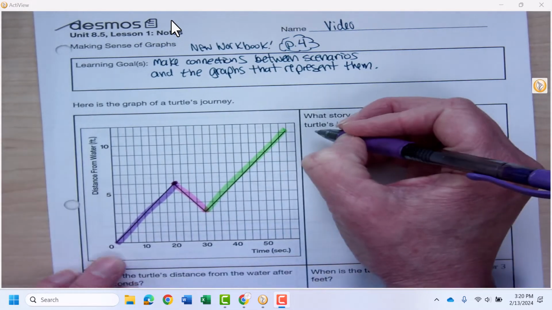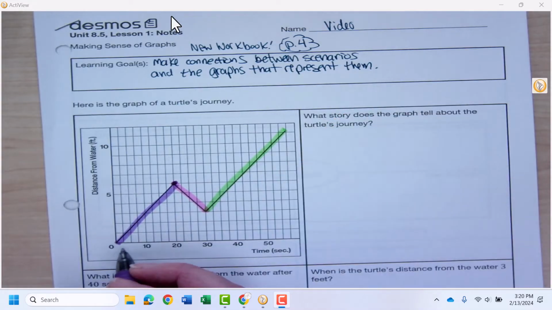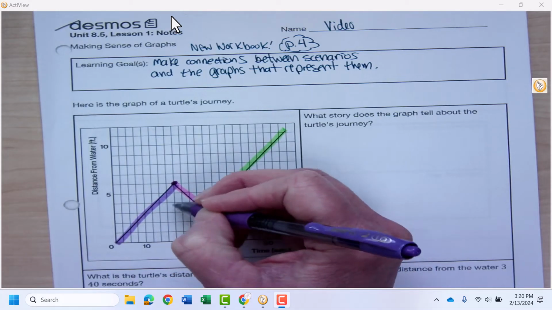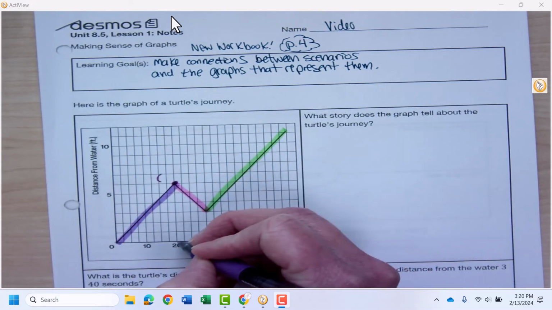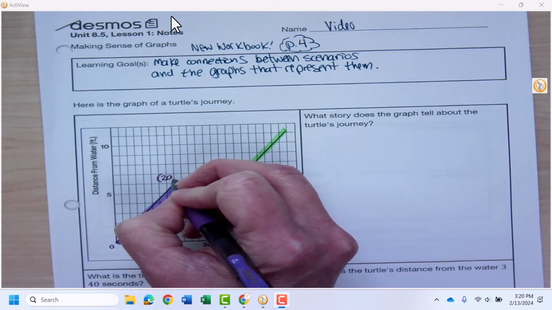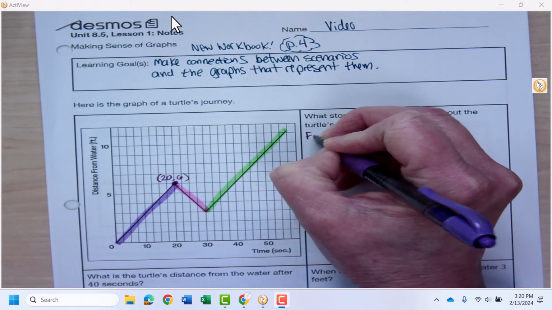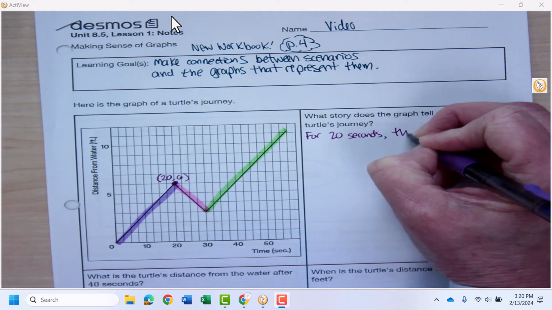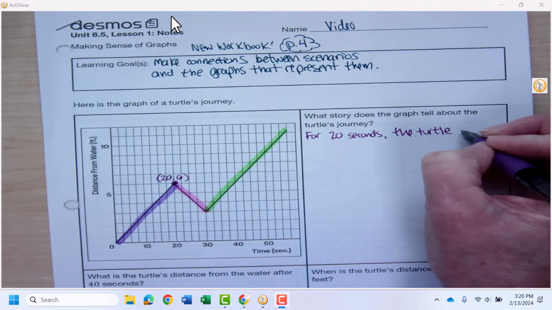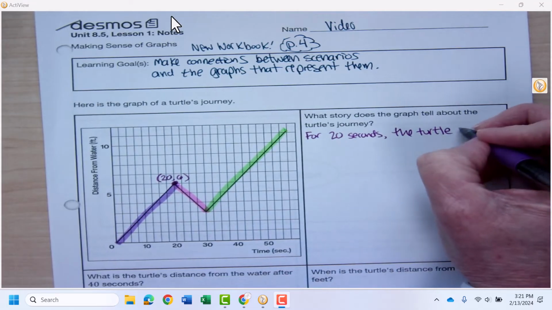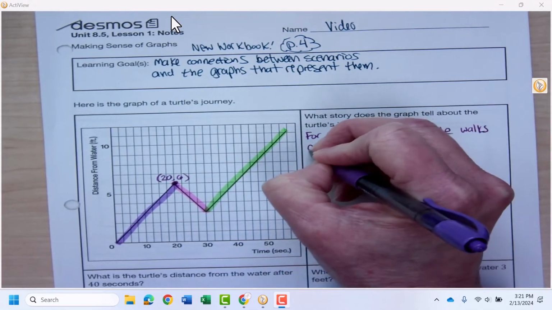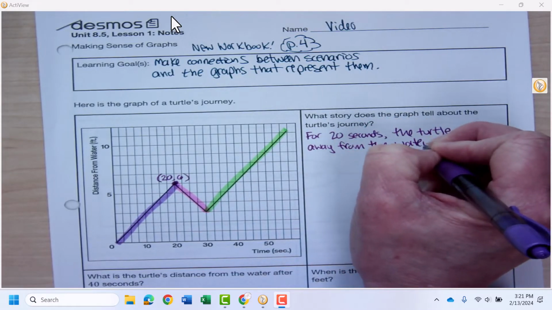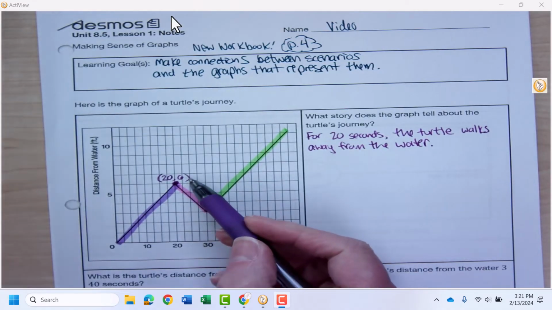Okay. So let's go ahead and start with just this purple part and say for the first 20 seconds, the turtle moves away from the water until he's 6 feet from the water. This coordinate is 20 and 6. For 20 seconds, the turtle walks away from the water. I'm going to stop there for a moment. We'll talk about that 6 feet in this next part.